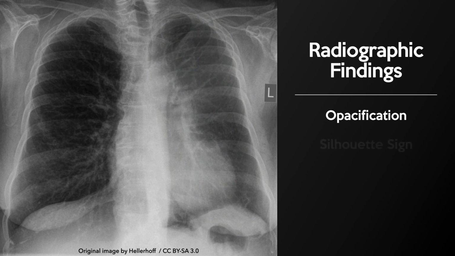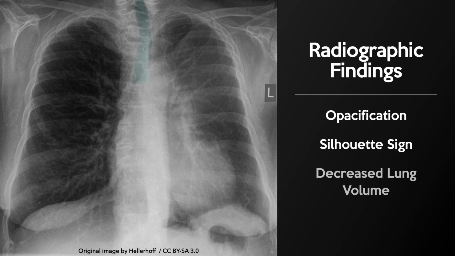Collapse of the left upper lobe results in effacement of the left heart border, obscuring the interface between the heart and the lung. This is referred to as a silhouette sign. Atelectasis may also result in signs of decreased lung volume, which in cases of left upper lobar collapse can include ipsilateral tracheal deviation and elevation of the left hilum.